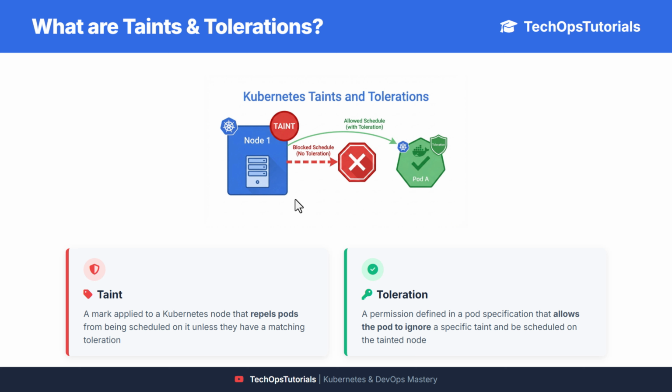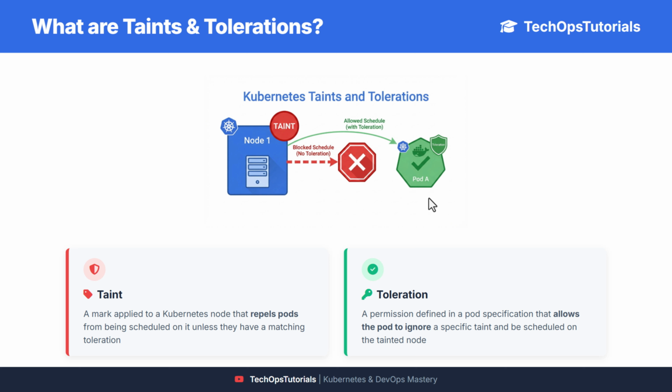Think of a taint as a rule applied on a node that says don't place random pods on me unless they are allowed. So when a node is tainted, Kubernetes will block pods from scheduling on that node unless the pod has matching tolerations. On the right, we have tolerations. A toleration is basically a permission inside the pod YAML. It tells Kubernetes this pod is okay to run on a tainted node.